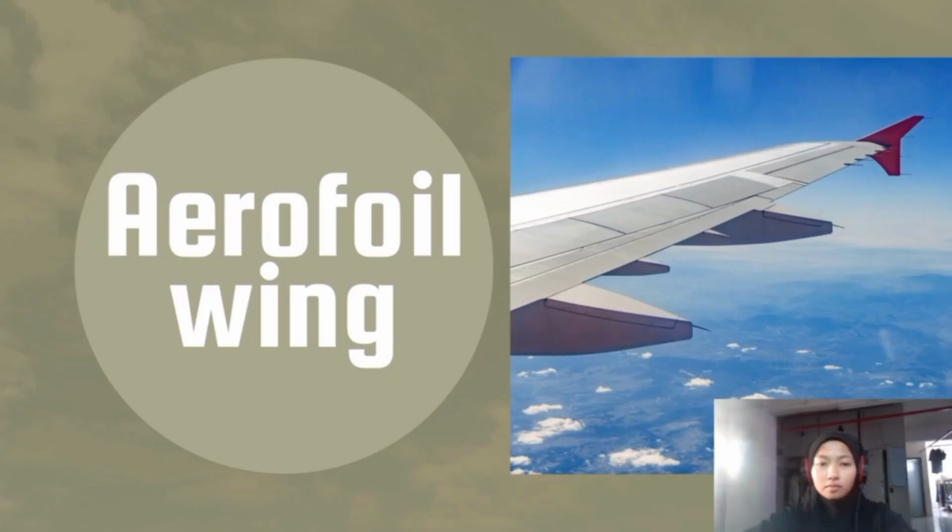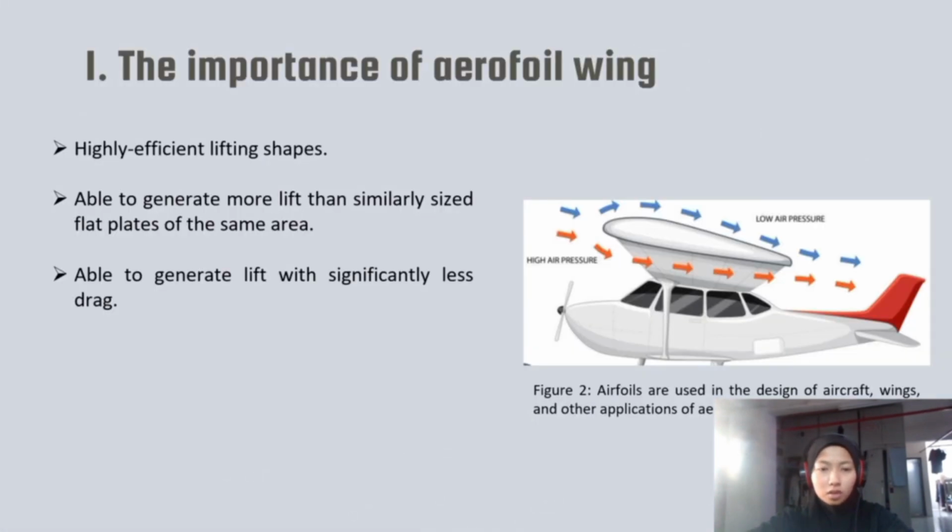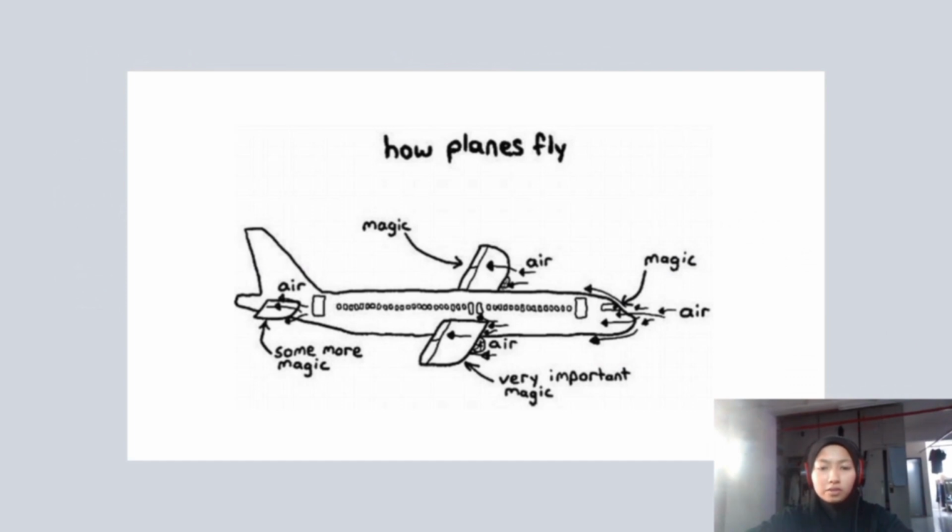Airfoil wing. How airplanes fly. An airfoil is a cross-sectional shape designed with a curved surface that produces bigger lift but small drag during flight. There are two main forces that act on the part, which are the lift and drag forces. The importance of the airfoil wing is that it is a highly efficient lifting shape, able to generate more lift than similarly sized flat plates of the same area, and able to generate lift with significantly less drag. This is how planes fly.